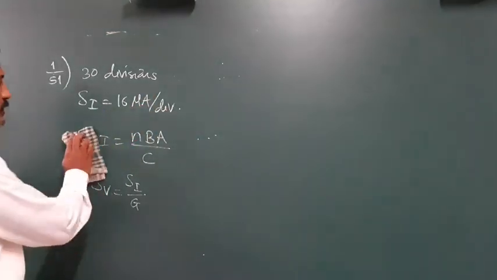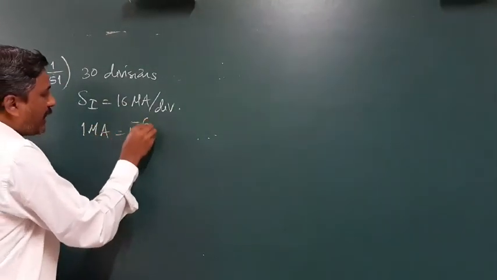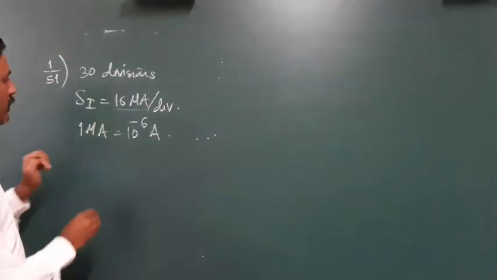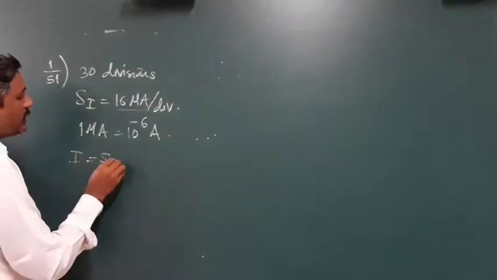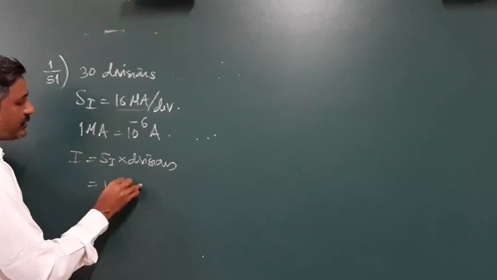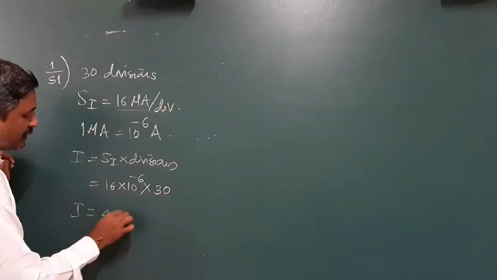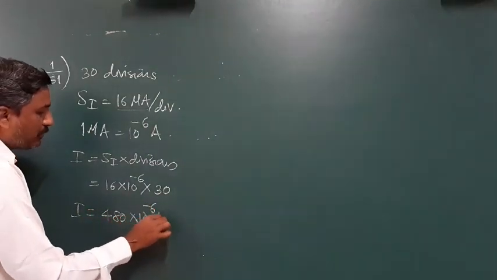Here the micro is a simple conversion: 1 microampere means 10 raised to minus 6 ampere. Now there are 30 divisions, meaning per division it gives 16 microampere deflection. For 30 divisions, the current equals SI multiplied by the number of divisions. Therefore the current is 16 into 10 raised to minus 6 multiplied by 30 divisions. So the total amount of current is 480 into 10 raised to minus 6 ampere.